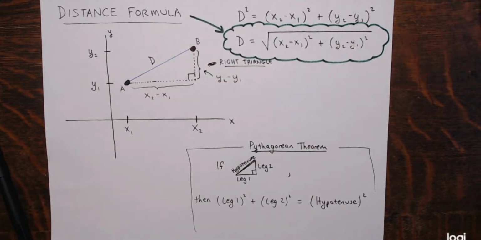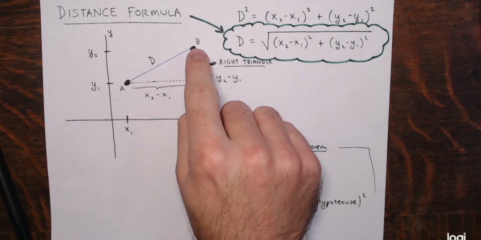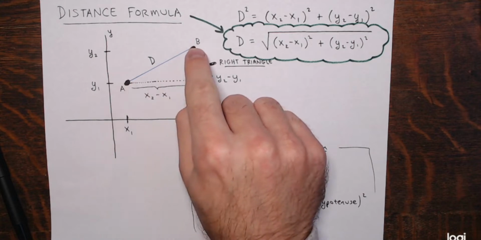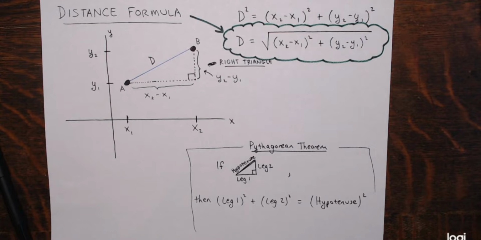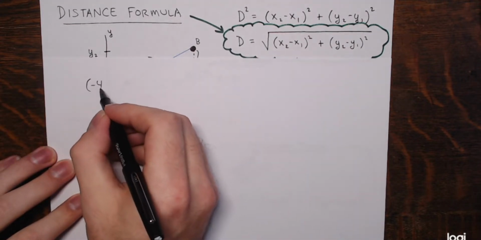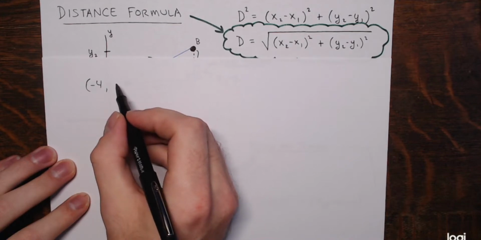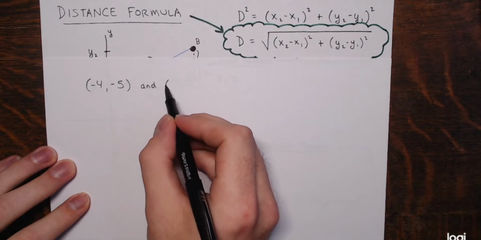So if one point has coordinates x1, y1, and the other point on the other end that you're trying to find the distance between has coordinates x2, y2, this is how you calculate the distance. And of course you're going to simplify things. So the example they gave us was: find the distance between the points -4, -5, and 2, 5.